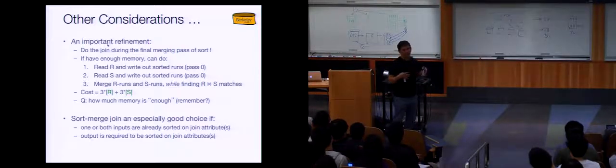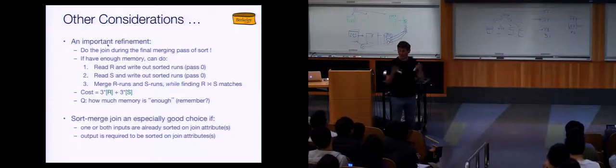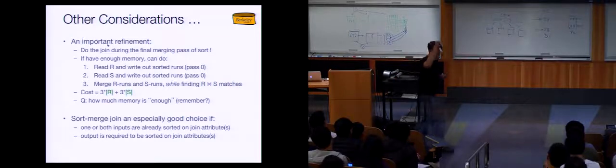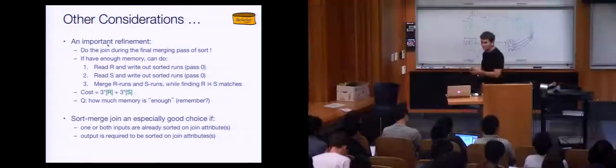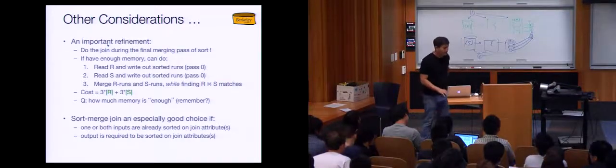If the output has to be sorted anyway, one of the side effects of the sort merge join is that its output stream is sorted. So maybe you can get the sort in the next stage down for free. Okay, so these are the kinds of things that a query optimizer is going to try to think about. We'll learn about that later in the semester.